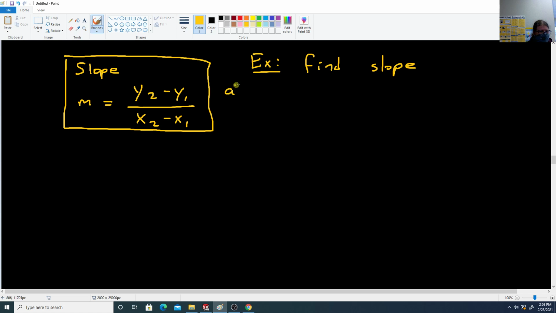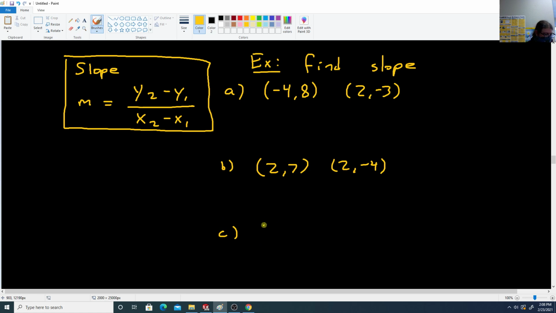And they give us a couple situations. Part A, they give us points (-4, 8) and (2, -3). For part B, they give us points (2, 7) and (2, -4). And for part C, they give us points (5, -3) and (-2, -3).